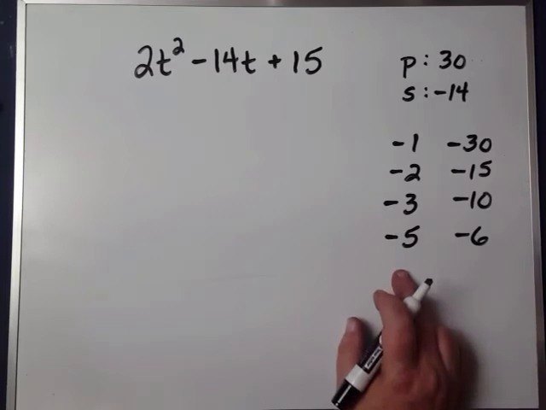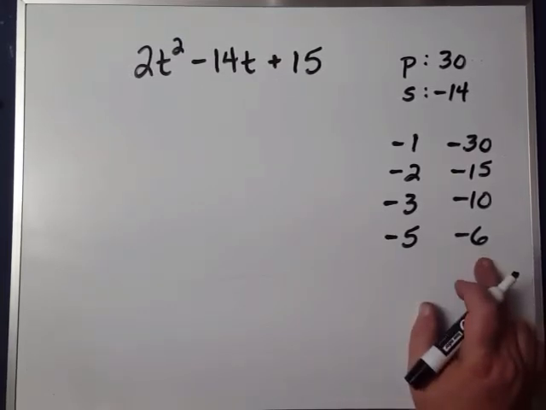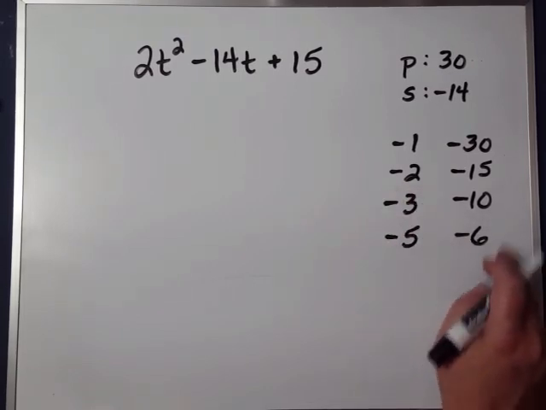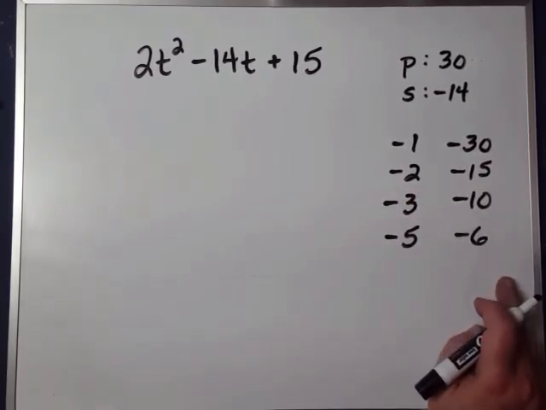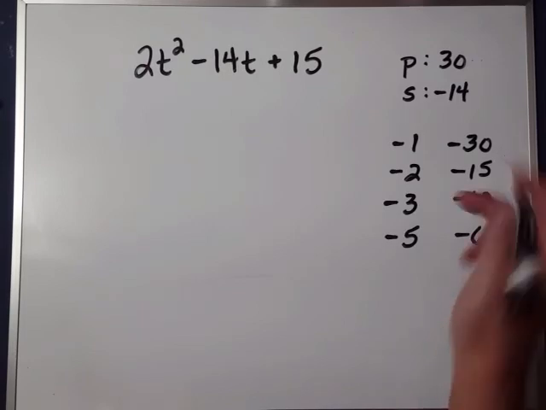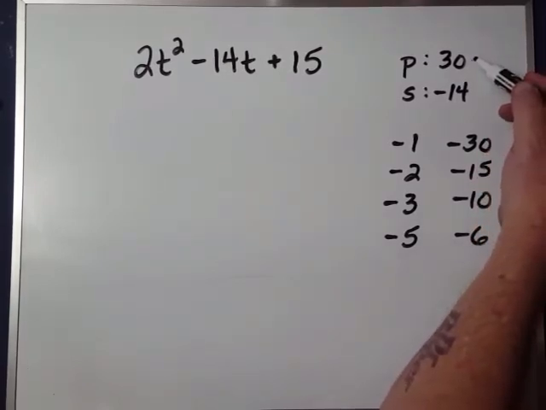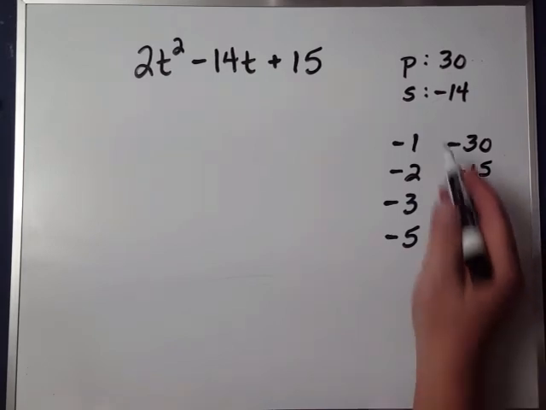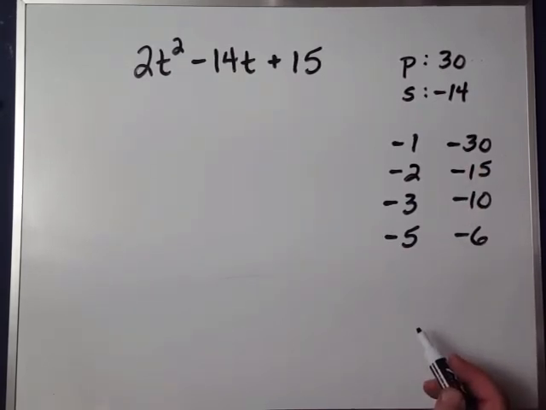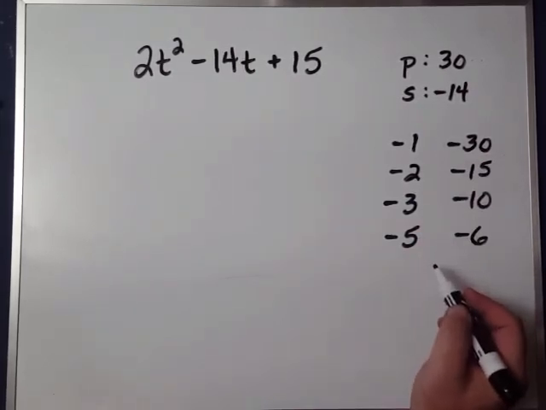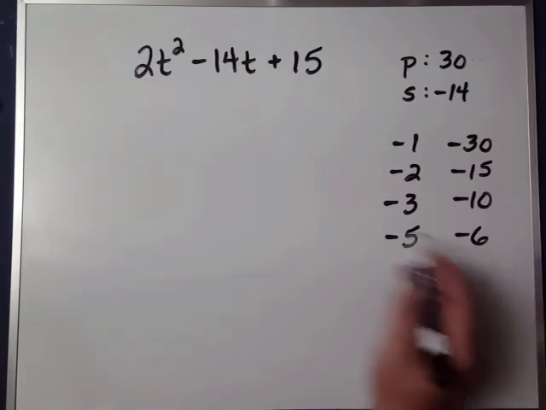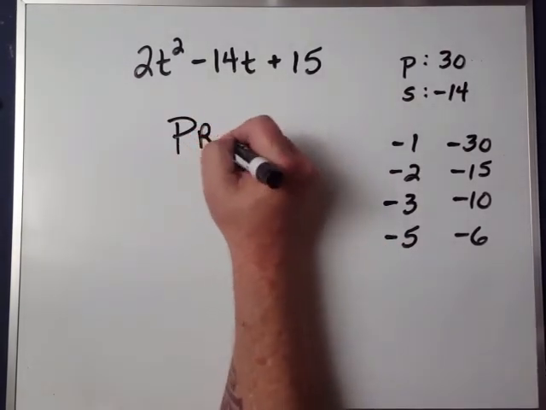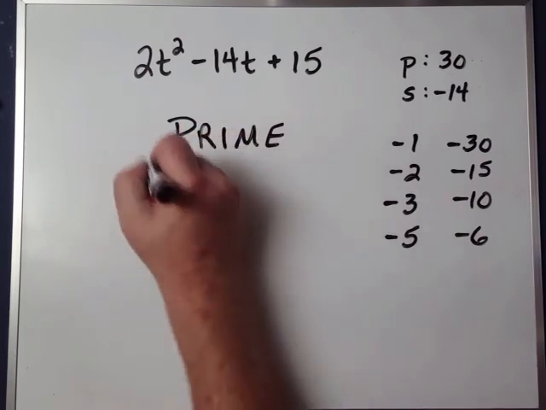Does 6 go into 30? Yes, but I've already discovered that in my list. We've made the U-turn at the bottom. These are the only pairs of numbers that are factor pairs of 30, both being negative, so my sum would be negative. I've run out of factor pairs for 30. There are no two numbers whose product is 30, whose sum is negative 14. Done. This must be prime.